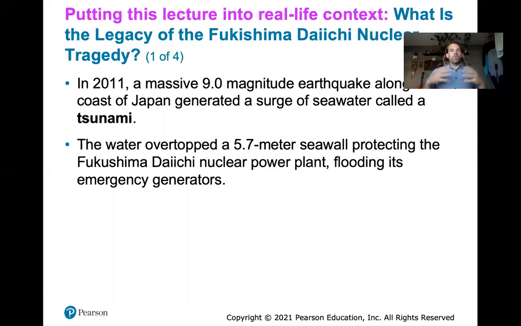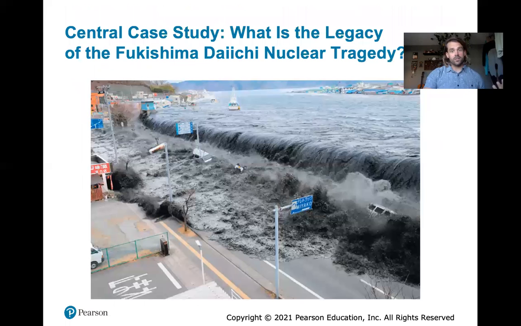Okay, so what is the legacy of Fukushima? You may have heard of the Fukushima nuclear tragedy. Essentially, what happened in 2011 is that a major earthquake came through and created this giant tsunami. So the ocean shifted, it created a tidal wave that went over a retention wall, and it flooded this nuclear power plant, killing the emergency generators that were designed to cool the plant, and it overheated and exploded.